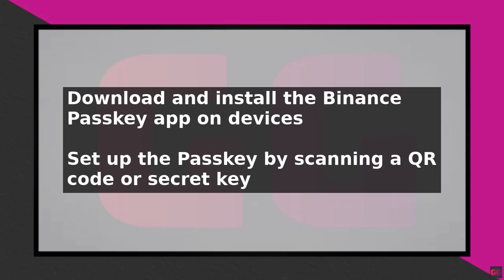In conclusion, getting a Binance Passkey is a straightforward process that can be completed in a few minutes. By following these steps and using your passkey correctly, you can significantly improve the security of your Binance account and protect your assets from unauthorized access.